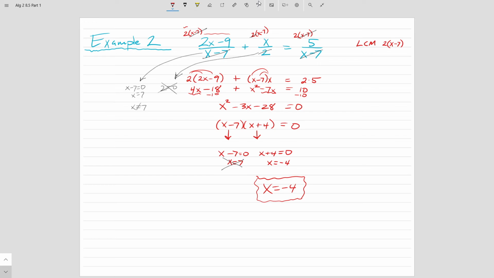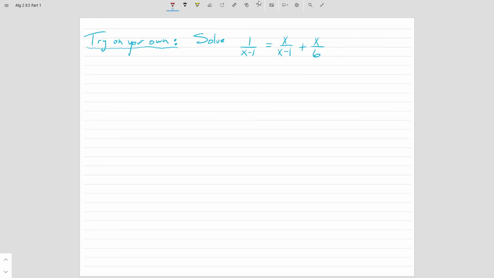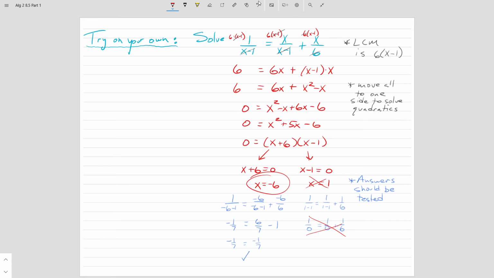Okay, try one on your own, which I believe has a domain restriction as well. So pause it here, work it out. Okay, if you worked it out, if you multiplied by the least common multiple, you got a quadratic again, which factors, which they're not always going to factor, but in this section they probably are because we need normal numbers to try to practice this. So we ended up getting -6 and 1 as our possible answers. Well, 1 was one of the domain restrictions because of the very first fraction. So I had to throw out 1.